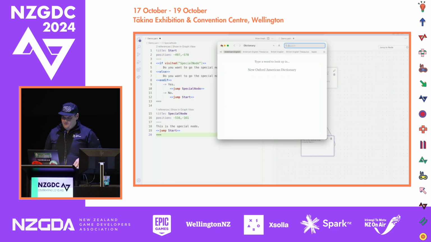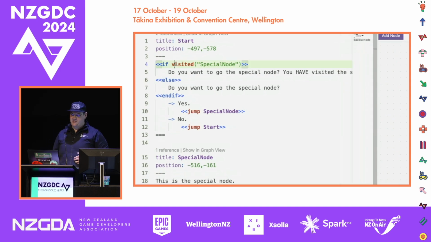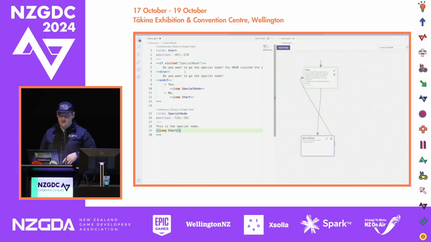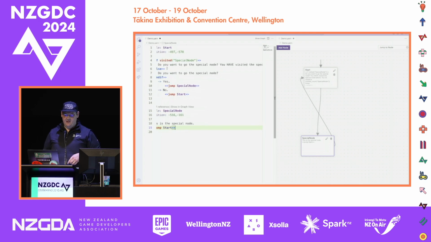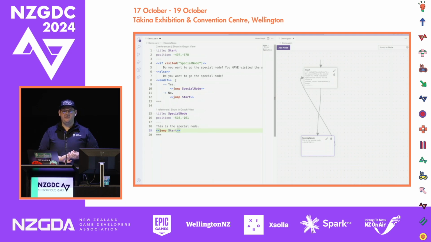This is an example of one of the built-in commands or functions from Yarn Spinner, which we call visited. This check here is an if statement, which is basically checking if this condition is true, and if it's true, it does this line, else it does this line. This special Yarn Spinner command will tell you if you have been to a certain node referred to by name. In this case, we're saying if the node named special node, which is down here, has been visited, then spit out the following line: do you want to go to the special node? You have visited the special node before. We'll get to the rest in a second. Otherwise, just say, do you want to go to the special node?